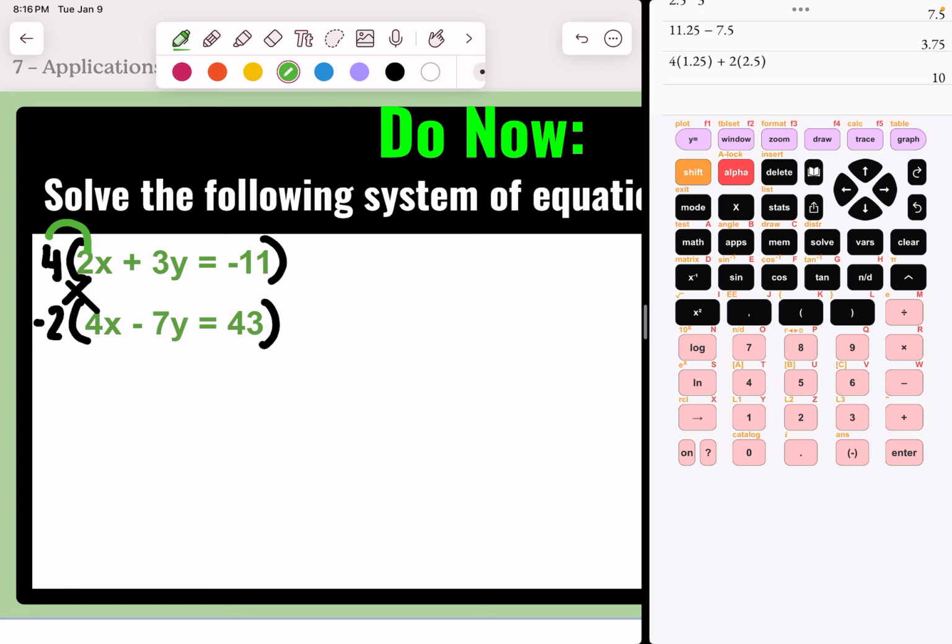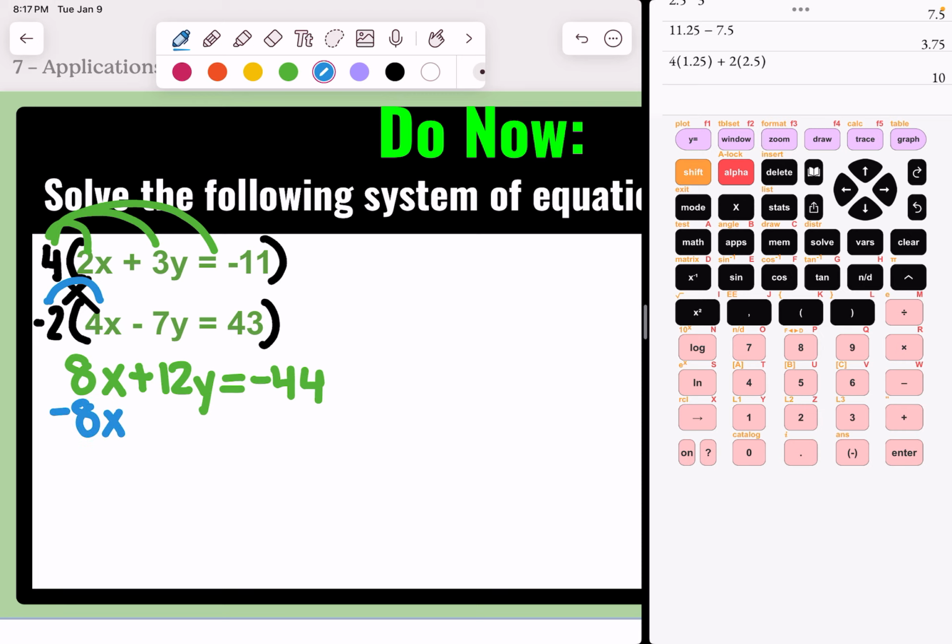4 times 2x is 8x. 4 times 3y is 12y. And 4 times negative 11 is negative 44. Now I'm going to do negative 2 times 4x is negative 8x. Negative 2 times negative 7y is positive 14y. And negative 2 times 43 is negative 86.